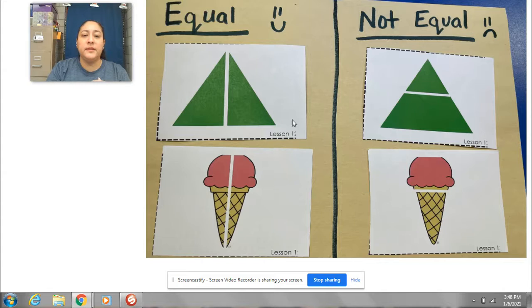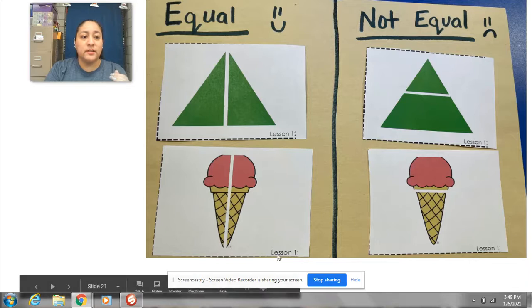Okay, so when something is separated or divided equally, it's fair and both persons are happy. When something is divided not equally, it means that somebody gets a little bit and another person gets a lot. And one person's not going to be happy because they're not getting a lot. So that's what we're going to be talking about, if something is equal or not equal. We're going to do a little activity so we can learn more about that.